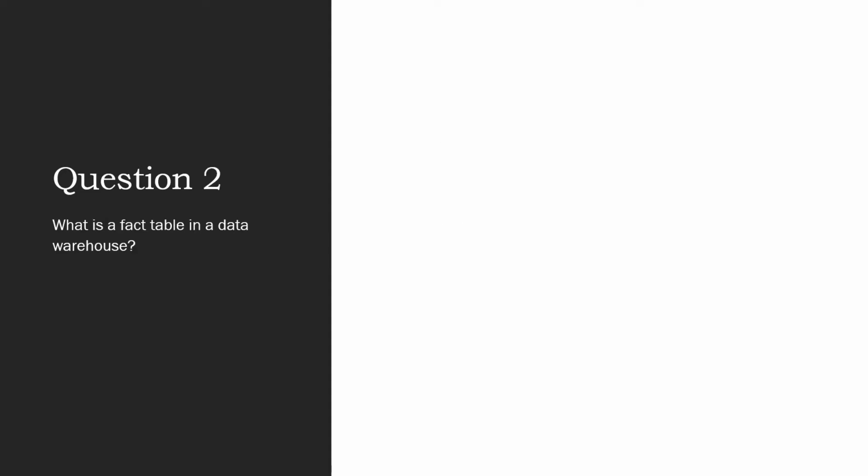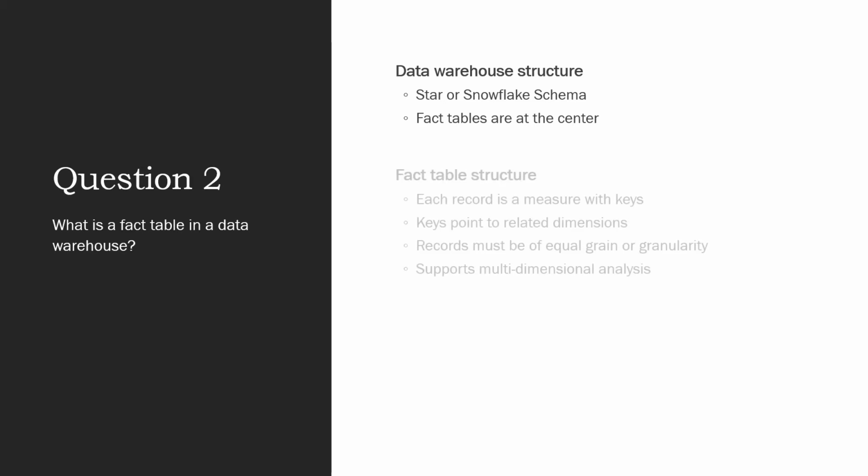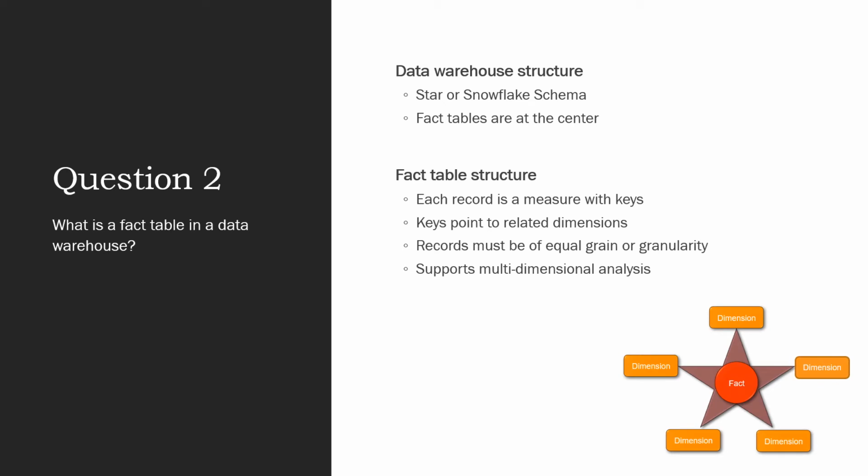For question 2, we have, what is a fact table in a data warehouse? Data warehouse structures are commonly star or snowflake-based schema. And at the very center of that star or snowflake is a fact table. Now, to better understand fact tables, we need to look at what's stored in them. These tables tend to hold measures, and these measures typically come from the day-to-day information stored in operational database systems.